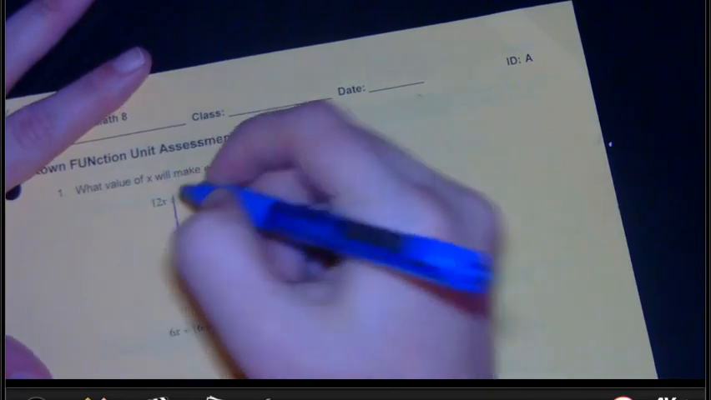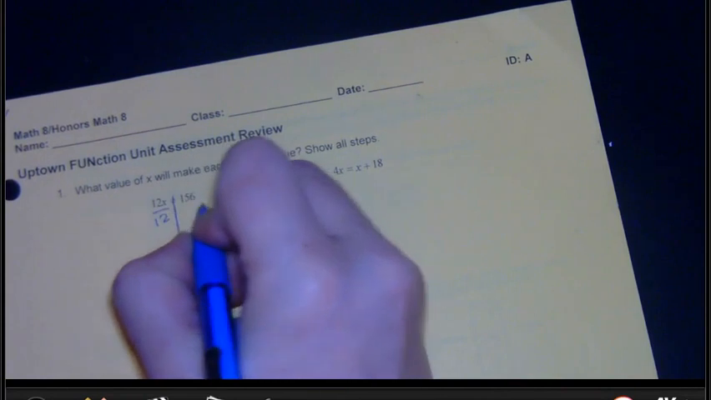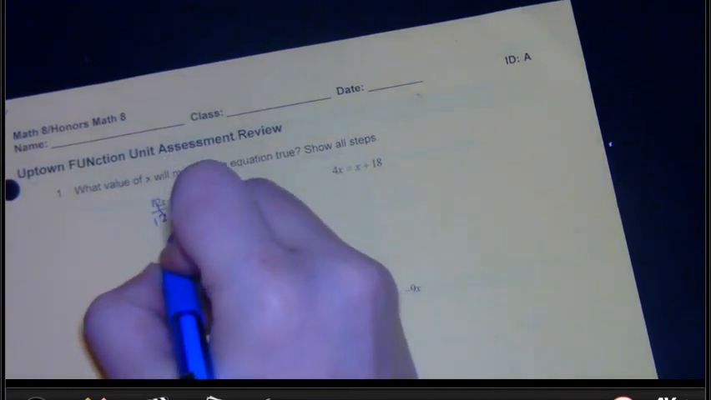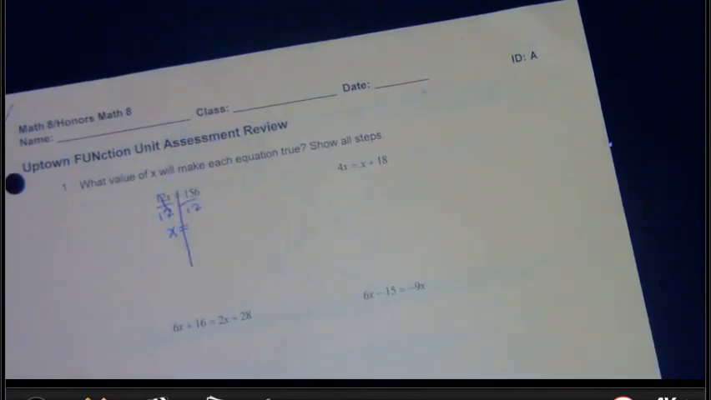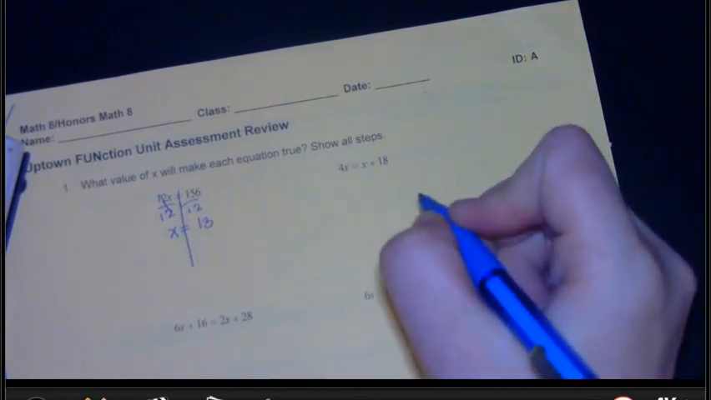So I've got 12x is equal to 156. I see that I am multiplying 12 times x, so I'm going to do the opposite of what I see, and I'm going to divide by 12 on both sides. So I'm going to take my handy dandy calculator. I'm going to take 156 divided by 12, and I'm going to get x is equal to 13.